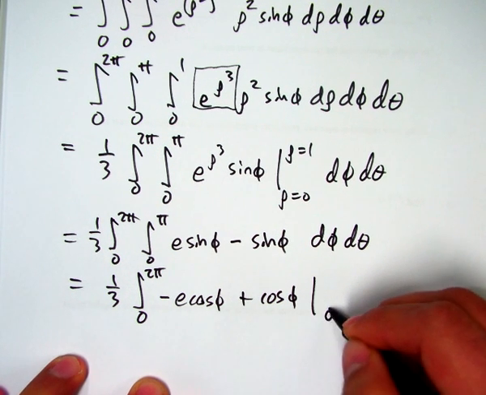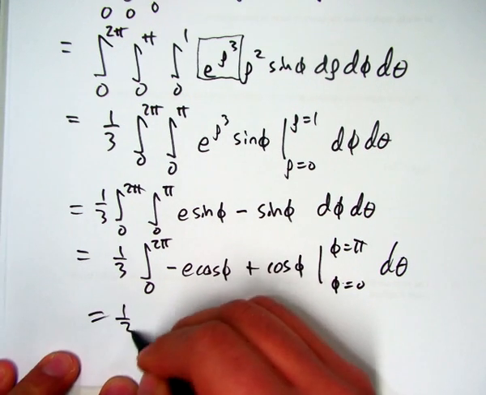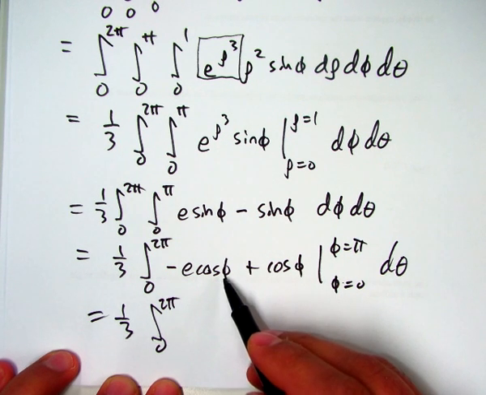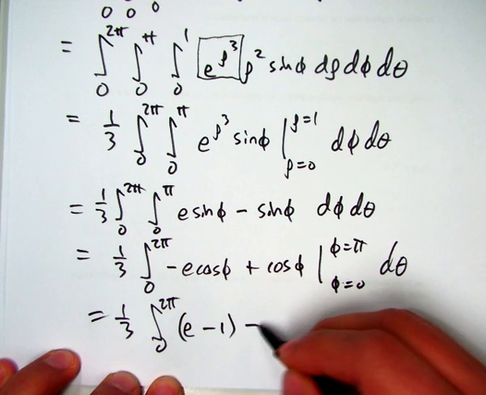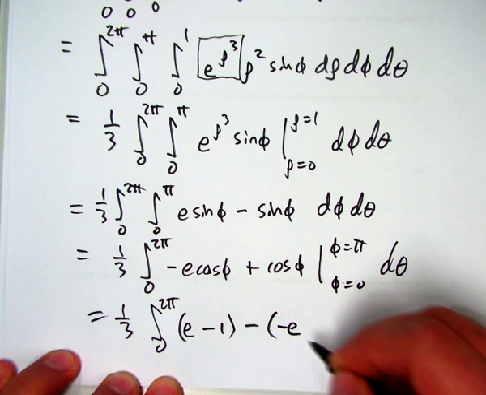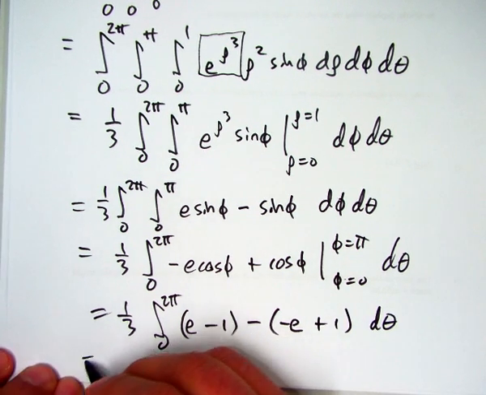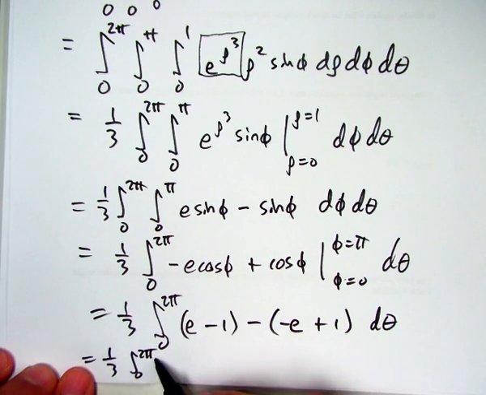Phi is from 0 to pi. Plug in the bounds. At pi, cosine is negative 1, so we just get e minus 1 minus, plug in 0. Cosine of 0 is 1, so that's just going to be negative e plus 1. It is, but it's not hard. Let's see. This is just going to be 2e minus 2.